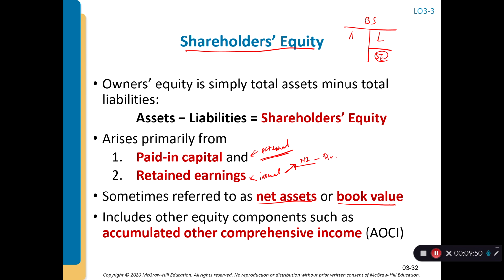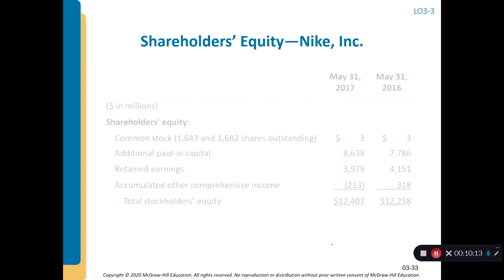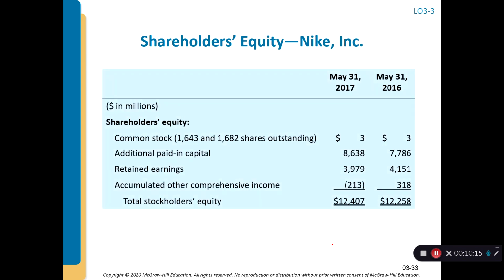And then it includes other equity components such as the accumulated other comprehensive income. We talk about this other comprehensive income as related to non-owner gains, right? Non-owner related gains or incomes. Yeah, we will talk about it in detail later. So shareholder equity, let's say an example.